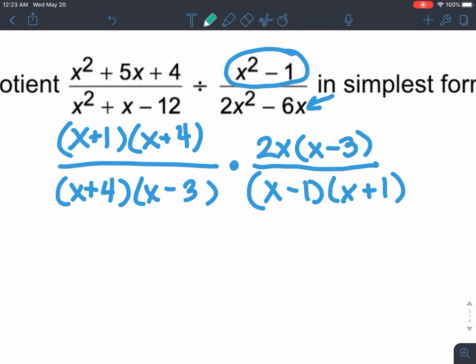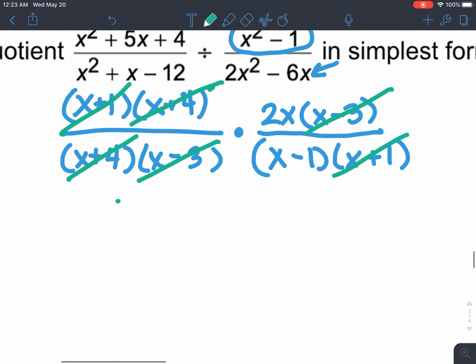Okay, so let's look for some canceling. I have the x plus 4s can go. I have the x minus 3s. And I have this x plus 1 and this x plus 1. That was a lot. So I'm just left with 2x over x minus 1.